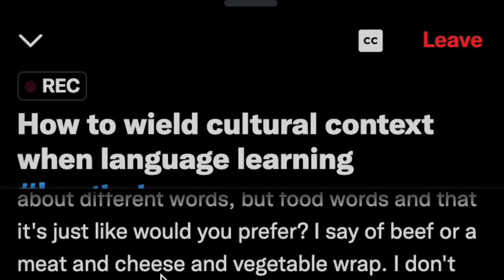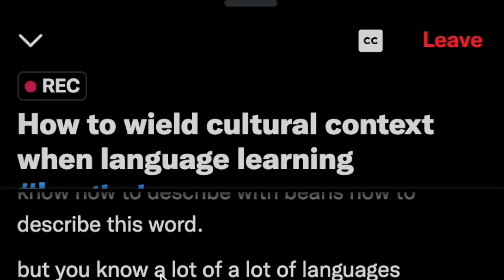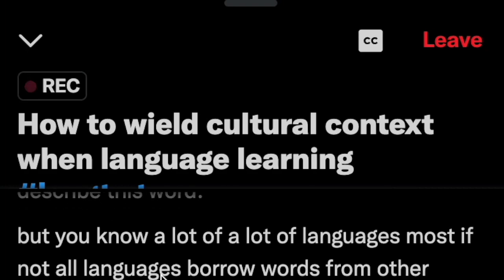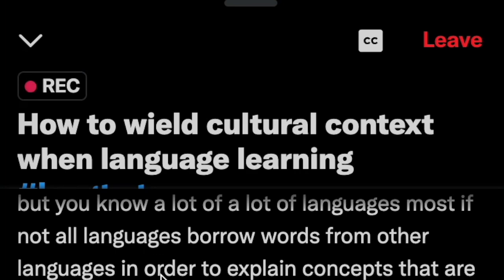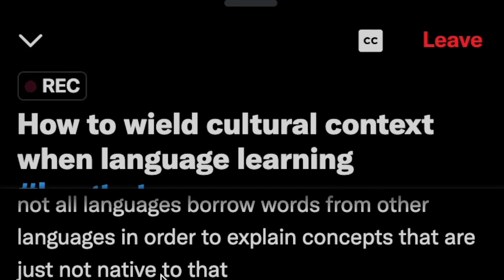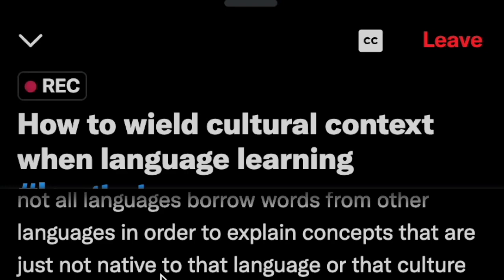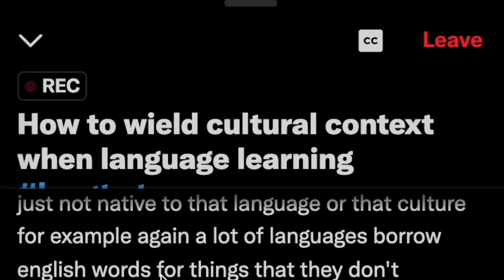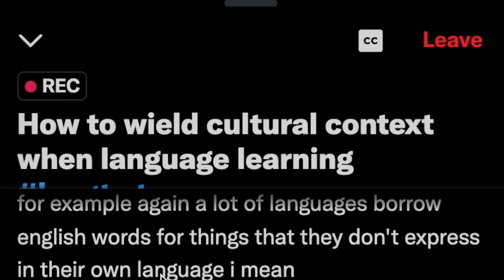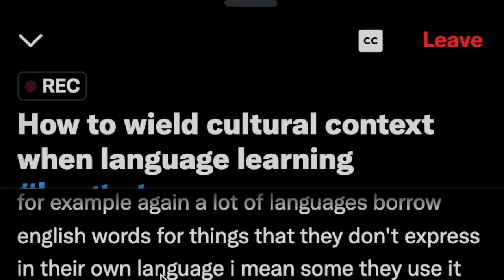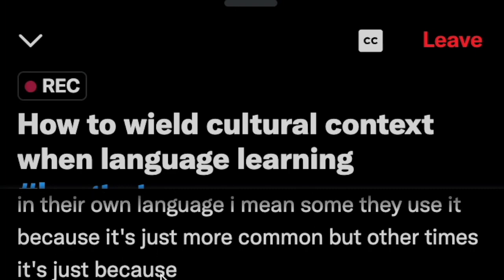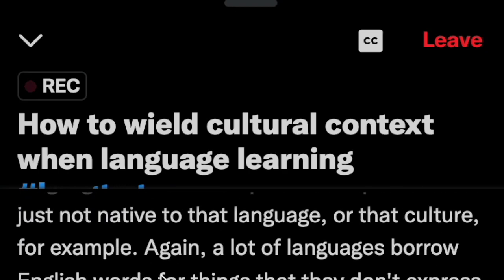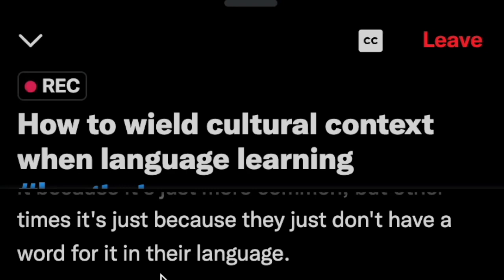But you know, a lot of languages, most if not all languages, borrow words from other languages in order to explain concepts that are just not native to that language or that culture. For example, a lot of languages borrow English words for things that they don't express in their own language. Some use it because it's just more common, but other times it's because they don't have a word or an expression for that in their language. And yeah, so go for it.